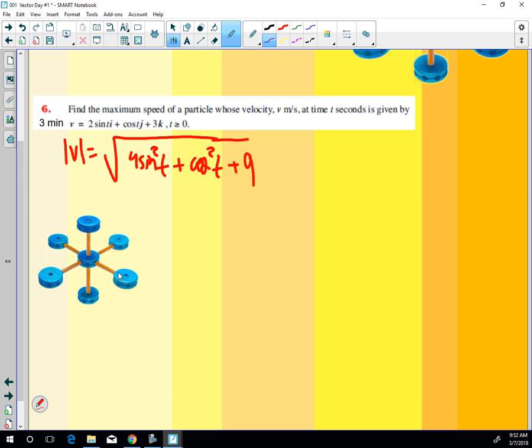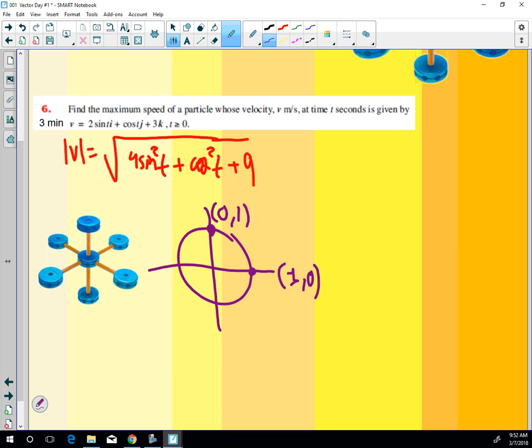you ready? All you have to do is say, okay, you're going to look at t greater than 0, right? Find the maximum speed. Well, the maximum speed is, let's take my unit circle here. What's the biggest that sine can get? 1. Okay. What's the largest cosine can get? 1. So this coordinate is positive 1 comma 0. Do you agree with that? This coordinate is going to be 0, 1. Do you agree with that?